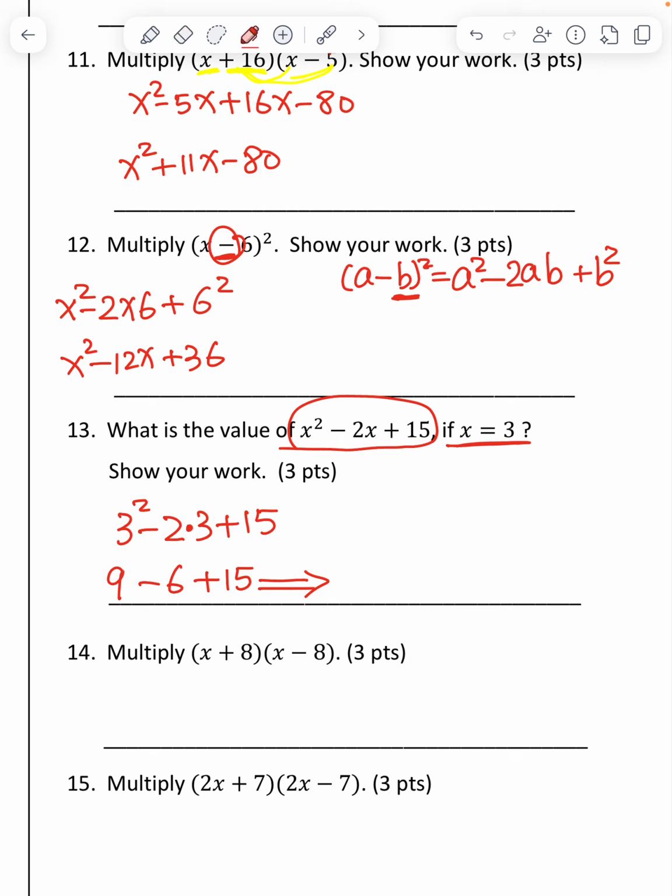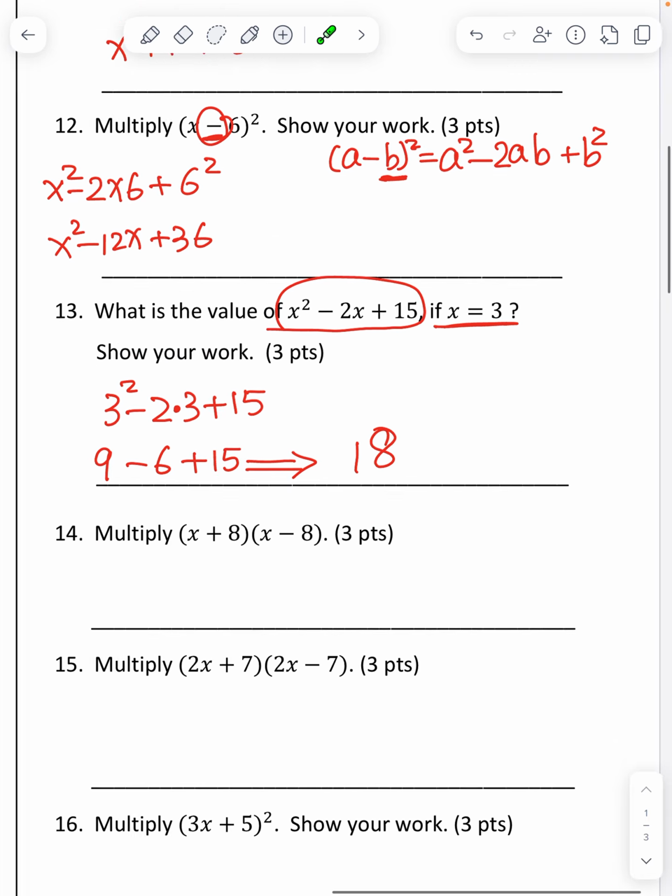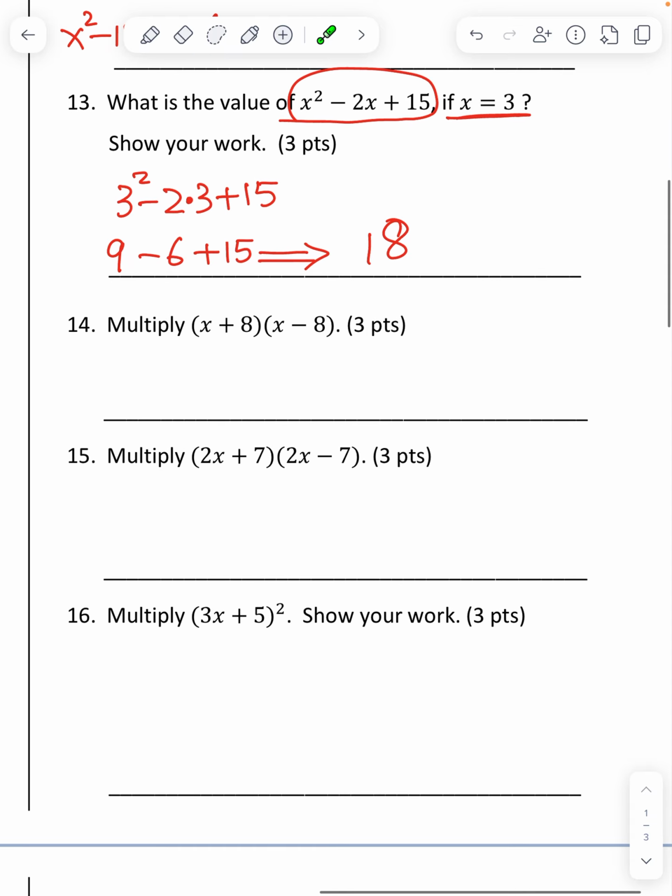So it's 9 minus 6, that's 3. 3 plus 15, that's 18. So your final answer is 18. And this is your work, right? Number 14, multiply x plus 8 and x minus 8.